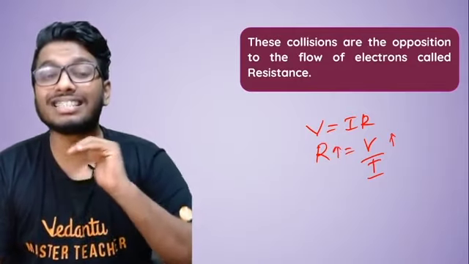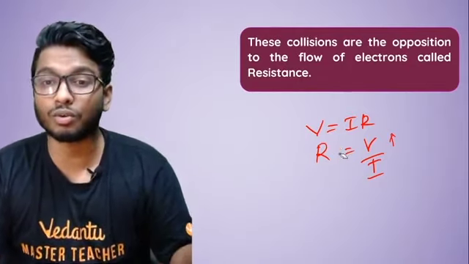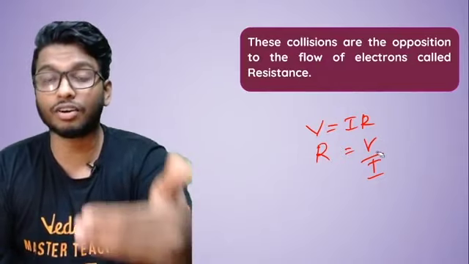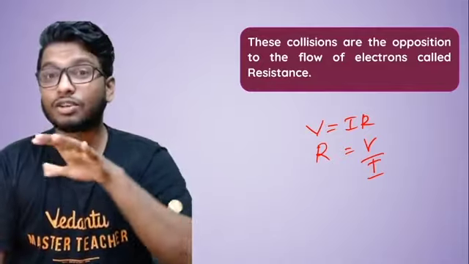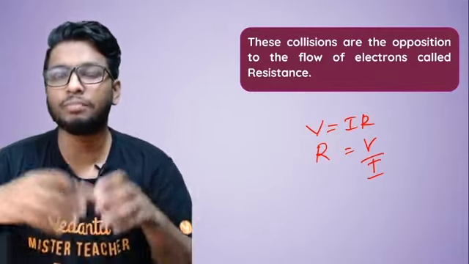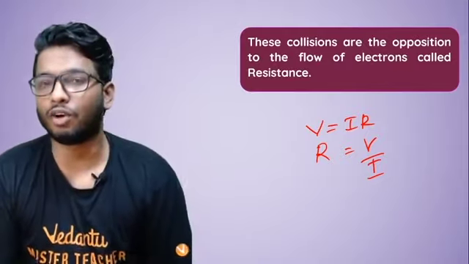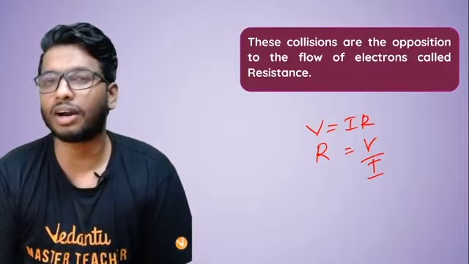Resistance is a constant value. So for a particular conductor, in a particular electrical equipment, the resistance is going to be constant. It's not going to change with the increase in the potential difference or with the increase in the flow of current. It's not directly proportional. No, it does not work like that.